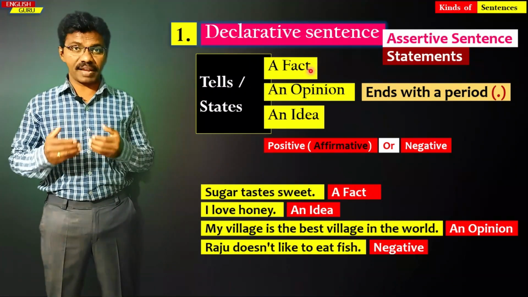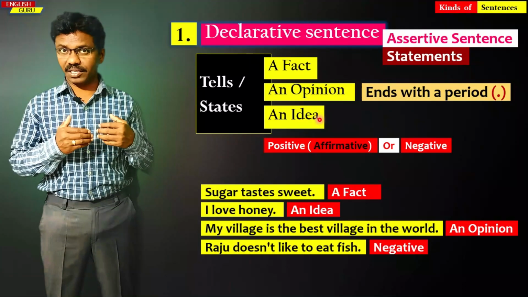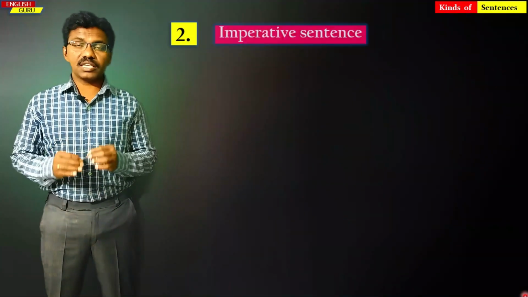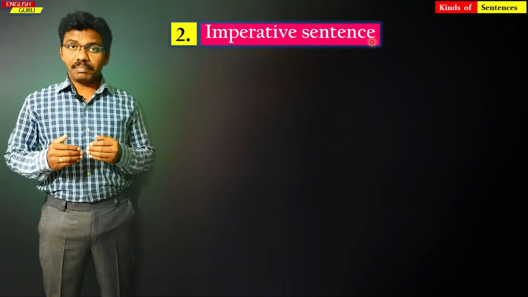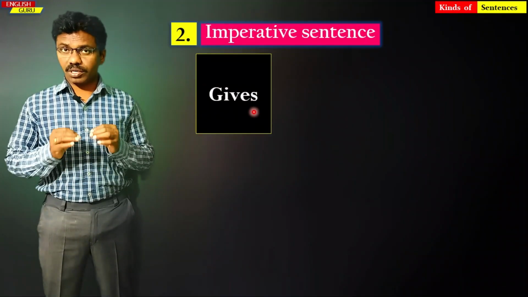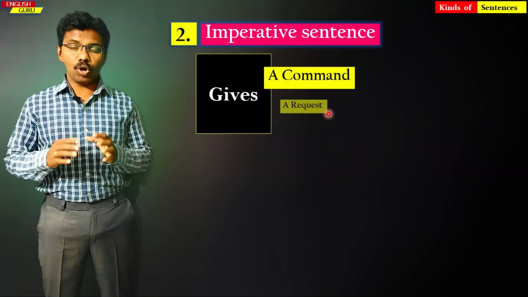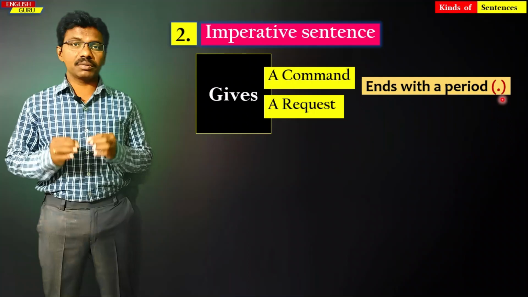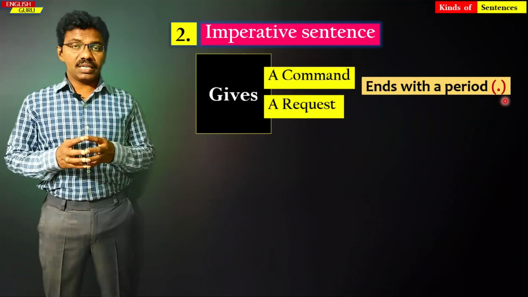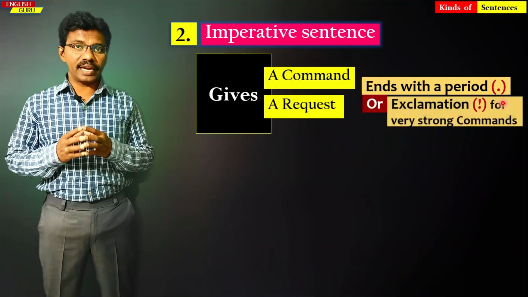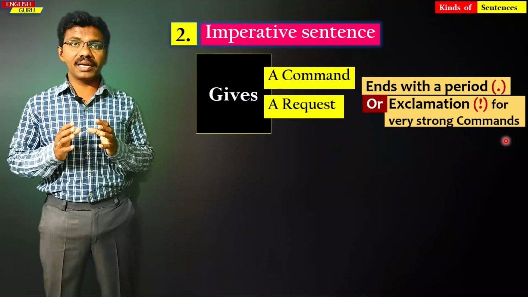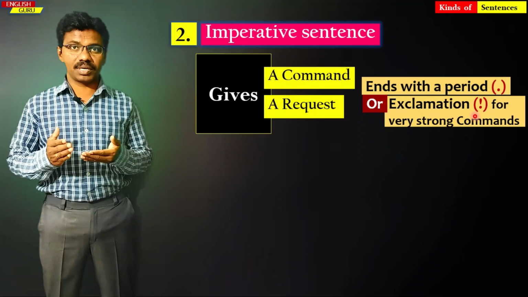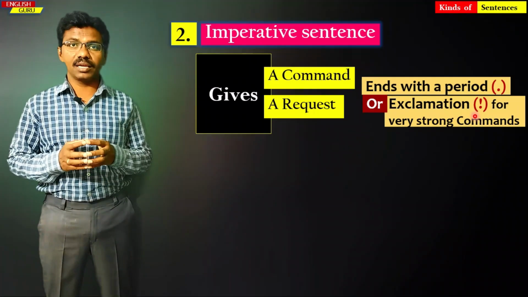It tells about a fact, an opinion, or an idea, and it ends with a full stop. The second kind of sentence is the imperative sentence. An imperative sentence gives or tells about a command or a request. Most of the time imperative sentences end with a period, that is, with a full stop. But in some cases it may also end with an exclamation mark when the command is very strong. So in those cases it ends with an exclamation mark, or else it ends with a full stop.